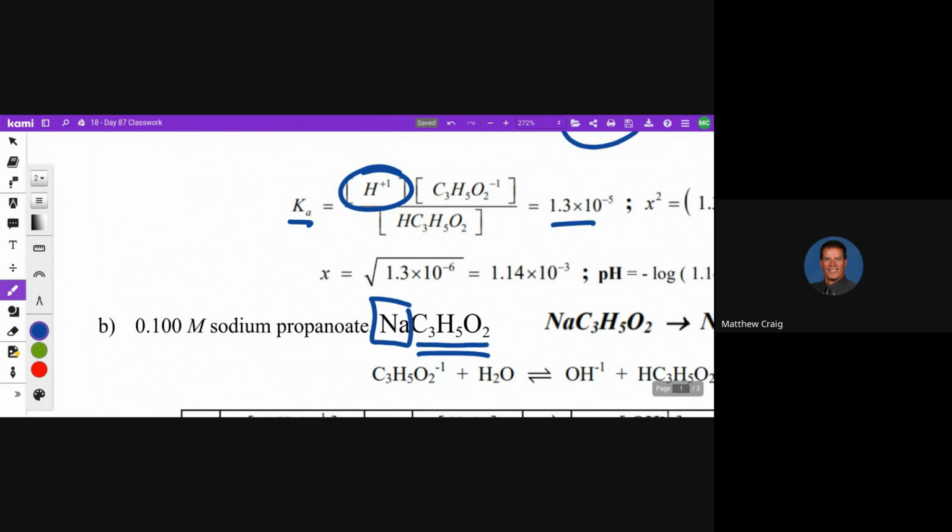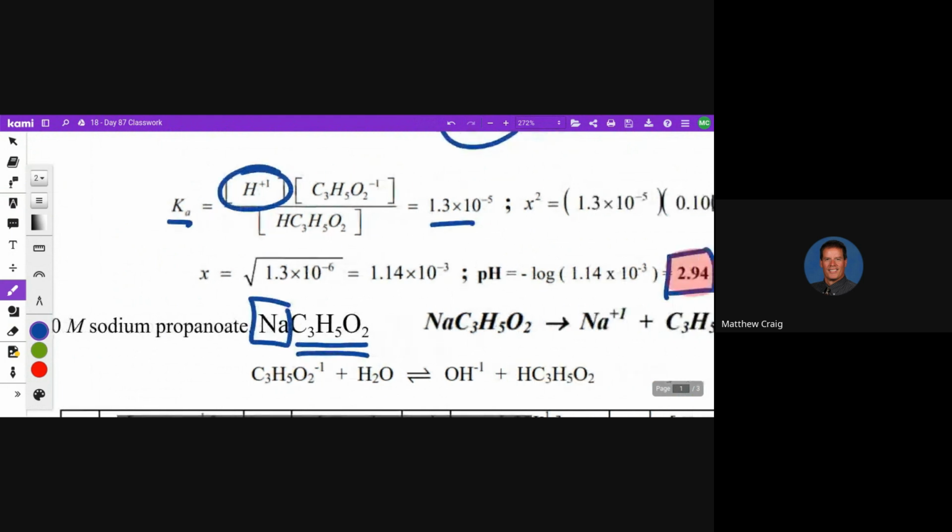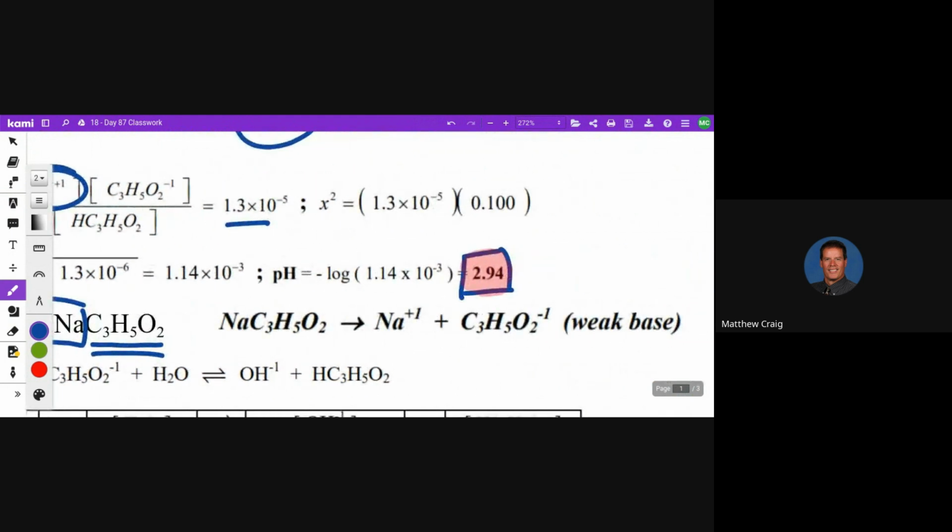So, like what we did on the quiz yesterday, and what we did in the homework with the common ion effect, and with salts. We talked about how these salts behave when placed in pure water.